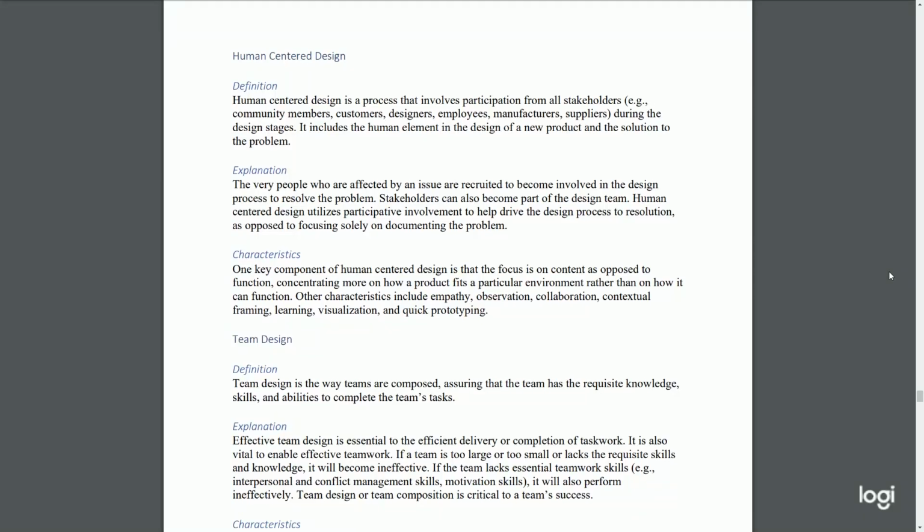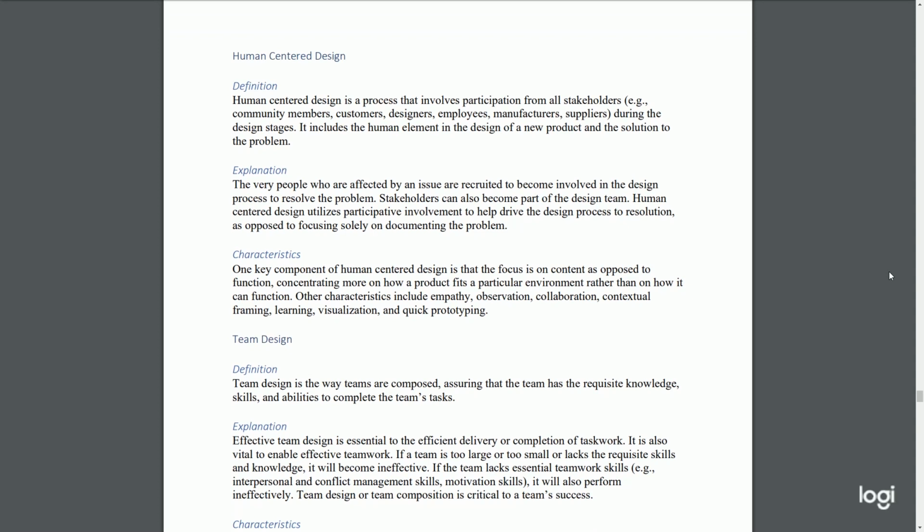Human-centered design. Definition. Human-centered design is a process that involves participation from all stakeholders, example given, community members, customers, designers, employees, manufacturers, suppliers, during the design stages. It includes the human element in the design of a new product and the solution to the problem.